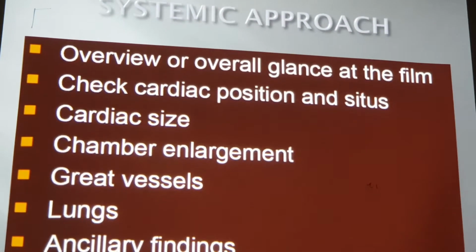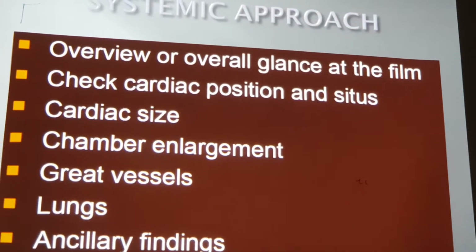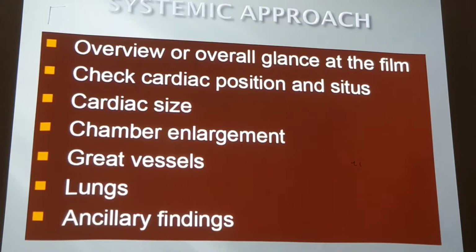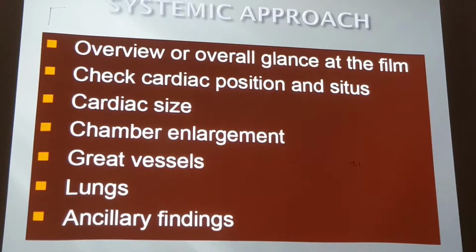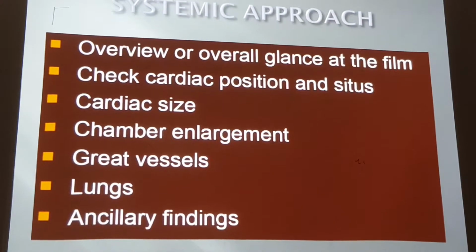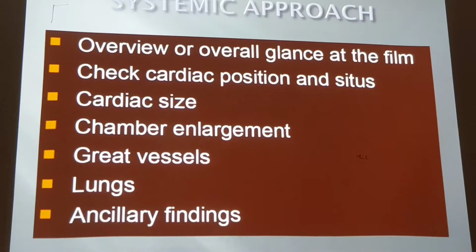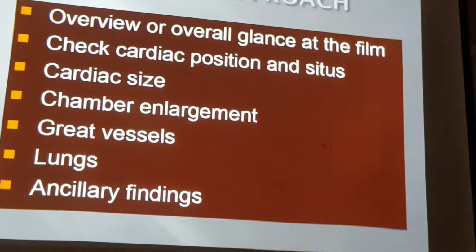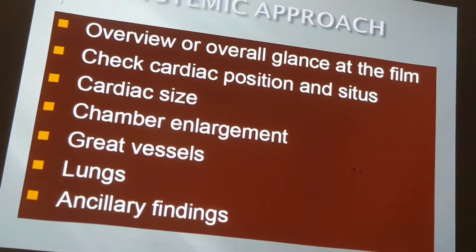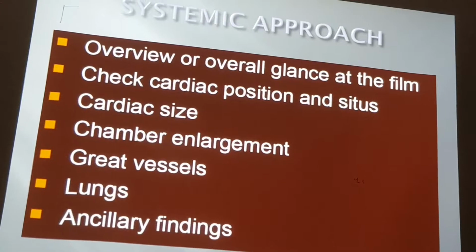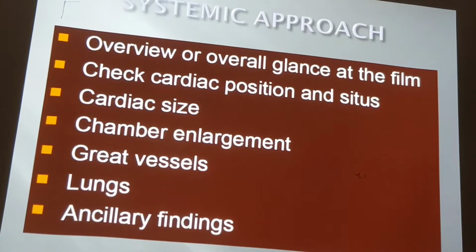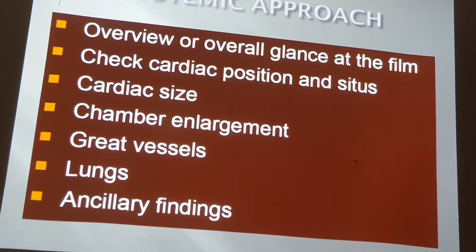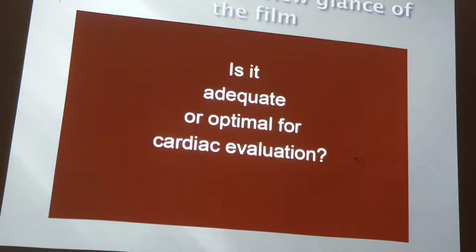When we read chest X-rays, you must follow these guidelines. You must have a systematic approach in studying the chest radiograph. You have an overview or overall glance of the field. You must check the cardiac position and situs, check the cardiac size, check for any chamber enlargement, check the great vessels and also the lungs, and look for any ancillary or incidental findings on the chest radiograph.